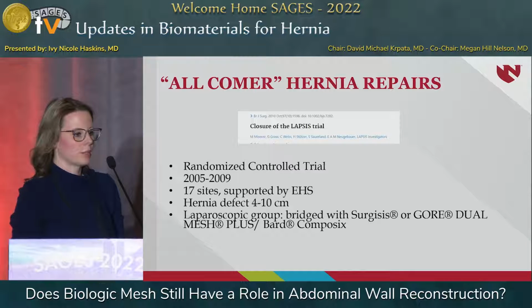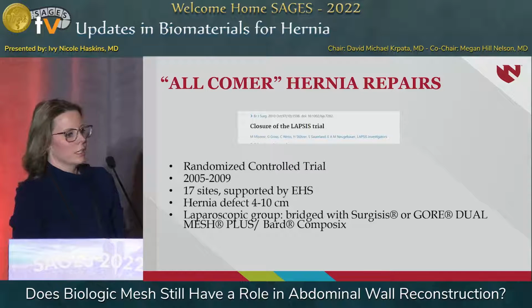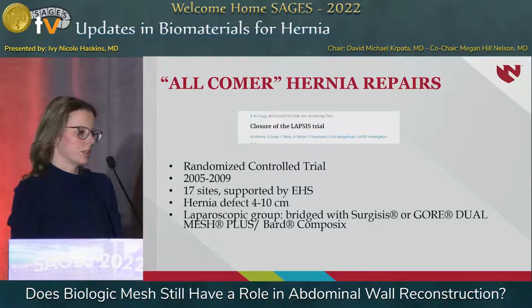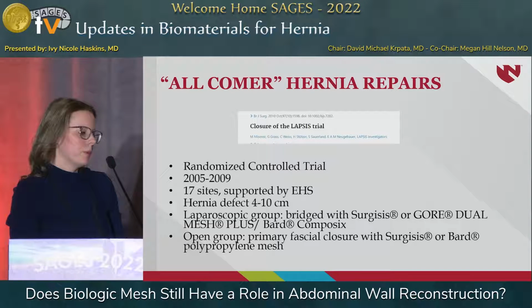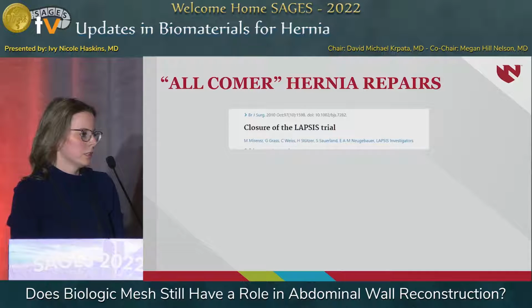In the laparoscopic group, patients underwent a bridged repair, regardless of if the repair was performed with biologic or synthetic. The biologic used was either Surgisis or Gore Dualmesh, and the synthetic mesh used was a Bard composite mesh in the laparoscopic group. In the open group, all of these patients underwent primary fascial closure. The biologic used was Surgisis, and the synthetic used was Bard polypropylene mesh.